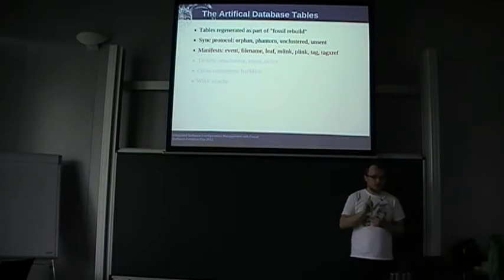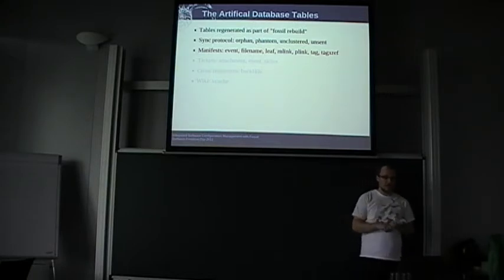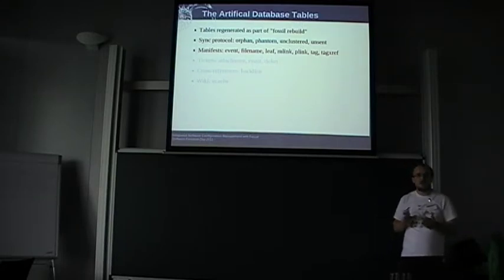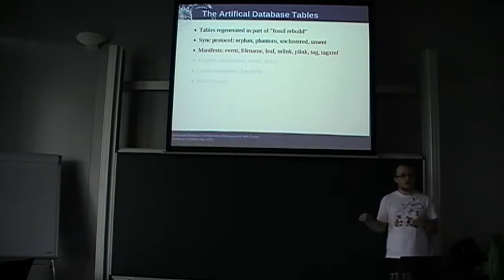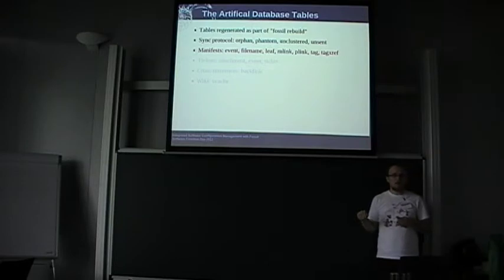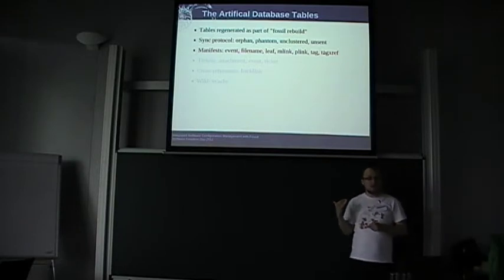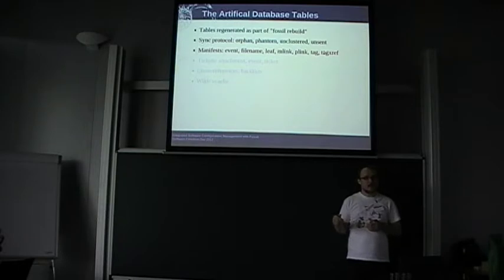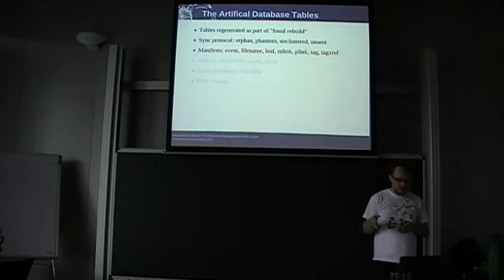For manifests, we have the events table, the file name table, leaf, mlink, and so on. Basically, this is the manifest completely broken down into individual components. For example, if you look at the timeline, it just queries the event table to get all the changes inside a specific time frame. The mlink table, for example, is used on update operations. It just contains which file was changed in which commit, and so on.